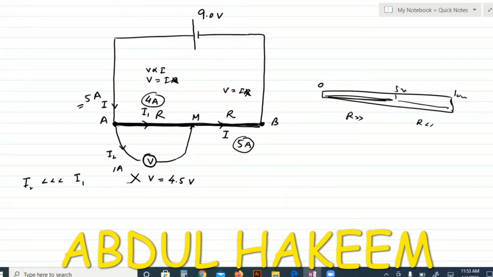Here resistance is small. So when the M contact is placed exactly at the middle, theoretically, we will assume the same voltage on both sides, but practically it's not possible due to two reasons. Number one, current divides, and AM and MB have different current. And number two, the wire has no uniform cross-sectional area.